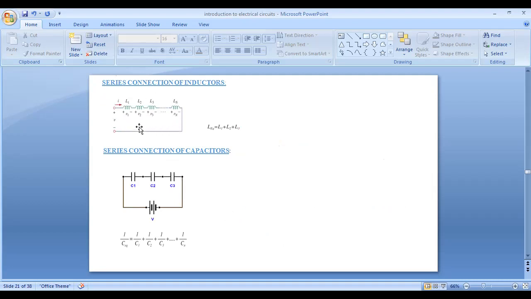Next, similarly, in the series connection of inductors, if two or more inductors are connected in series, then the circuit is called a series connection of inductors. In that case, the equivalent inductance is L1 plus L2 plus L3.